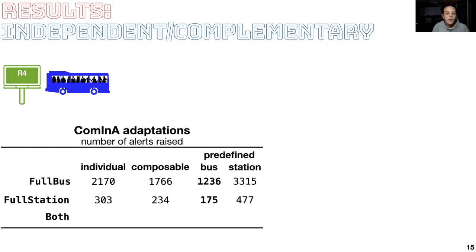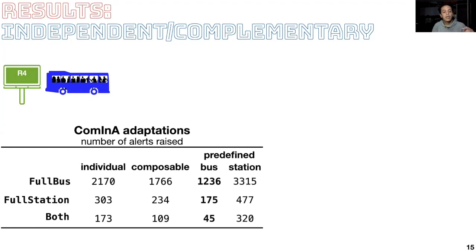A similar behavior can be observed when we use the full station adaptation. In the full station adaptation, we observe a similar pattern where the alerts raised using our ComINA technique are higher than the alerts raised using the predefined solution.